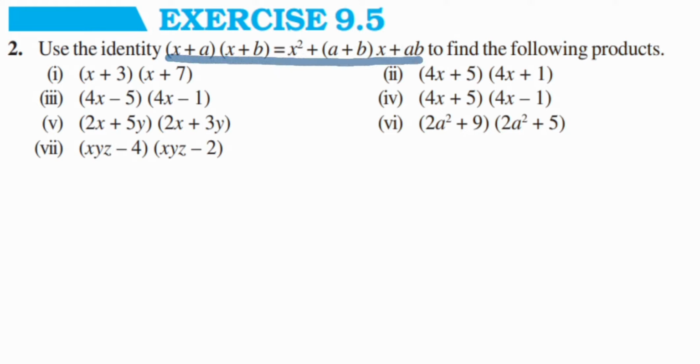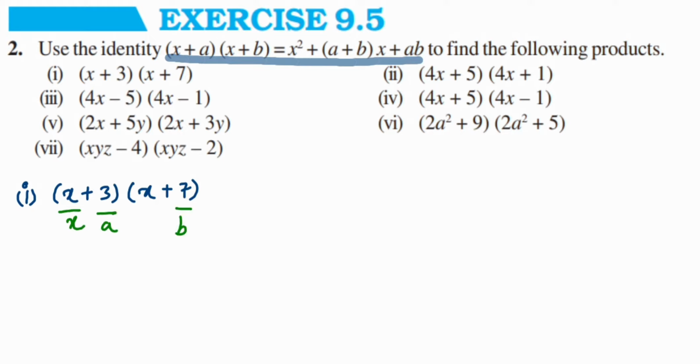So they have given a total of 7 problems. Let's start with the first question. So for the first question we have (x + 3)(x + 7). Here you have to identify what is x, what is a and b, so that we can substitute in this identity. So we know here x is x itself, and in place of a we'll write 3 and in place of b we'll write 7.